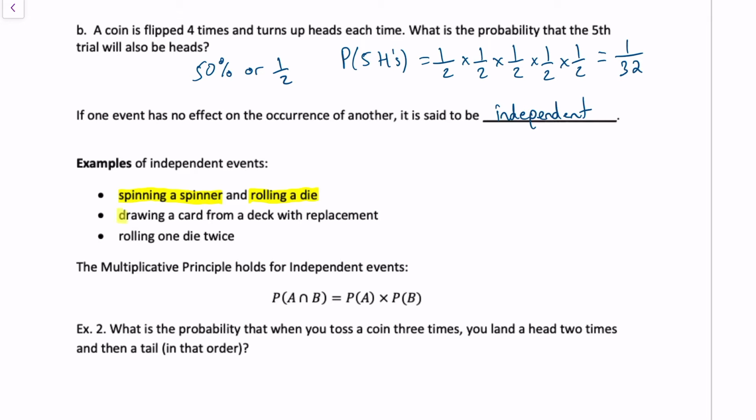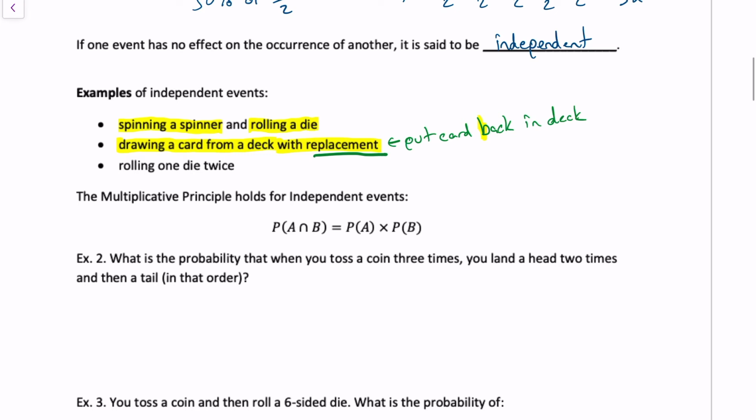Even when you're drawing a card from a deck, if you replace it, so if you put it back in the deck, so put the card back, then it remains independent. You get the same chance each time. So if I draw an ace, but I put it back in the deck, then I have an equal chance again of getting an ace, which would be 4 out of 52. Or if you roll one die twice, like we were saying, you get the same thing.